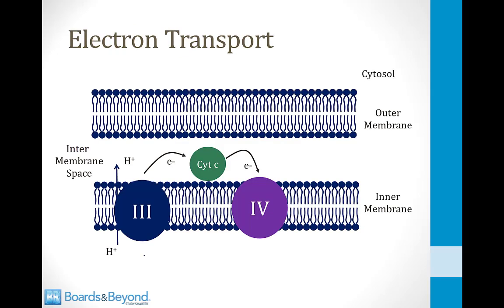Here's a picture just to make this very clear in your mind. Complex 3 takes the electrons from coenzyme Q and transfers them to cytochrome C, which is found in the inner membrane space. Cytochrome C then transfers the electrons to complex 4. In the process, hydrogen ions are pumped into the inner membrane space.